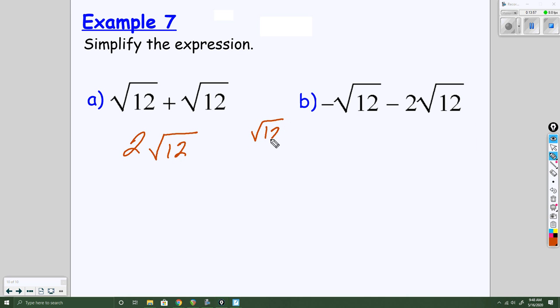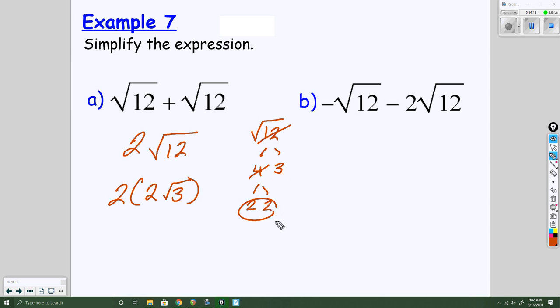If we make our factor tree, we've got 4 and 3. Then the square root of 4 is 2. So this is 2 times 2 root 3. I could have kept going on that factor tree. That's how we got the 2 root 3. And then 2 times 2 is 4, so that's just 4 root 3.